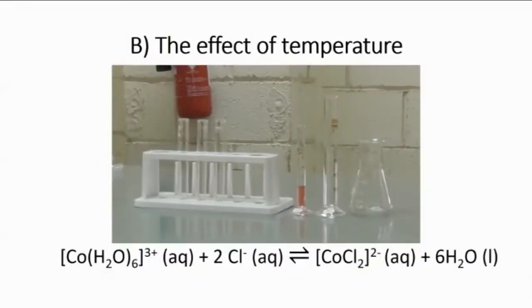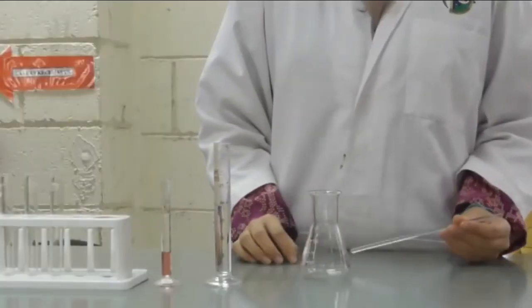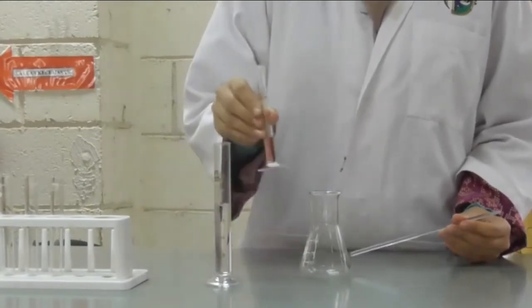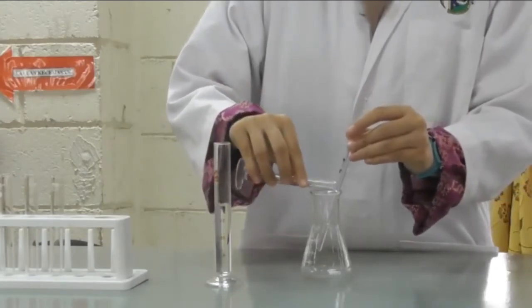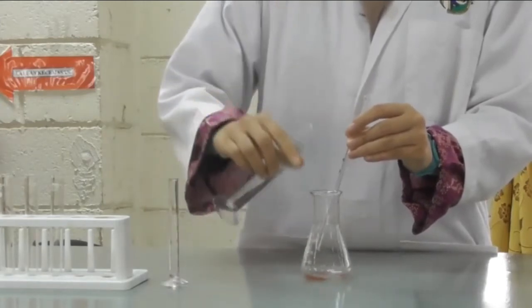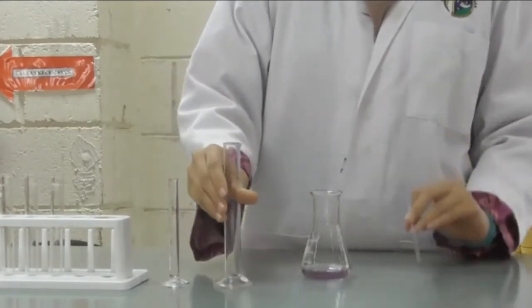Now, we move to part B of the experiment, which is the effect of temperature. In this experiment, the reaction between hexaaquacobalt(II) complex ion with chloride ion to produce tetrachlorocobalt(II) ion will be carried out. To prepare the solution, first mix 2 ml of 0.2 molar cobalt chloride and 20 ml of 6 molar hydrochloric acid in a 250 ml conical flask. Then swirl the flask. Supposedly, a purple solution will be formed.